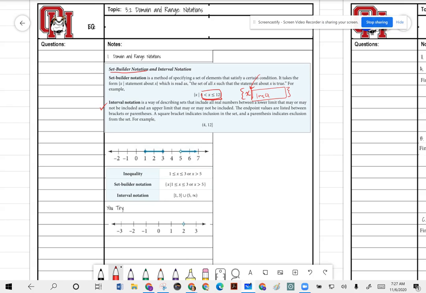And then of course we have interval notation. Interval notation is just a way to describe numbers where you have a lower limit that could be included or not included, and then you have an upper limit that could be included or not. So it's the endpoints basically. The endpoints are listed between brackets or parentheses. If it's a bracket, it indicates that it is included, and if it's parentheses, it indicates that it is excluded, so that it's not included in that point.